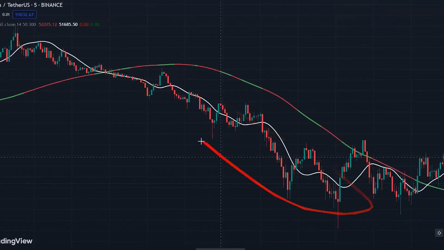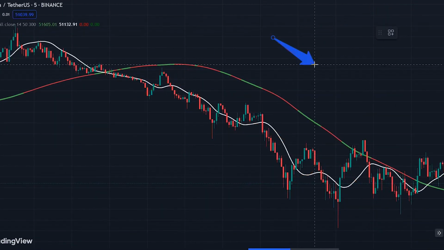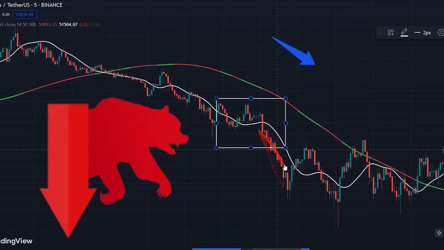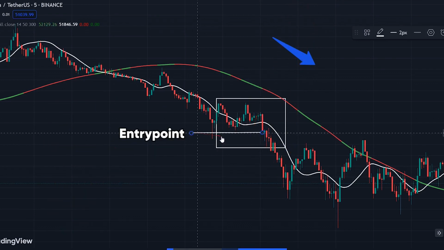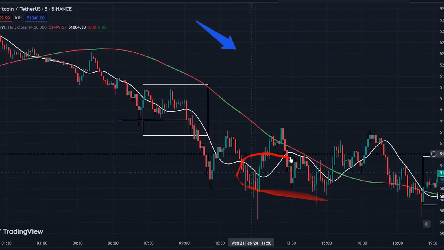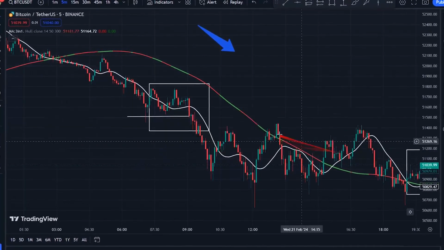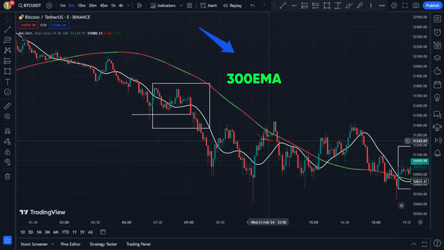And on the other hand, if the market is in a downtrend and the price candles cross the 50 EMA line downwards, at this point we have a bearish breakout and we can use this point as a sell signal. It should be said that these signals depend on the type of our trend, and at this stage it's very important for us to pay attention to the 300 EMA line.